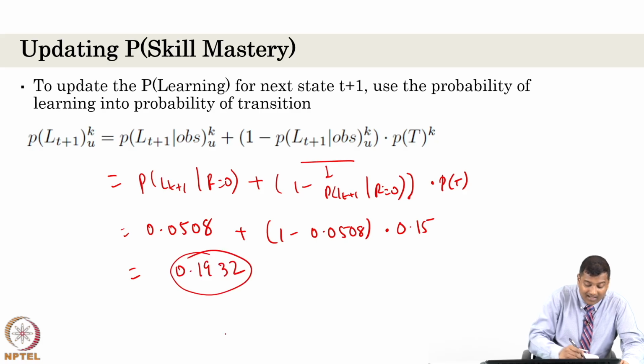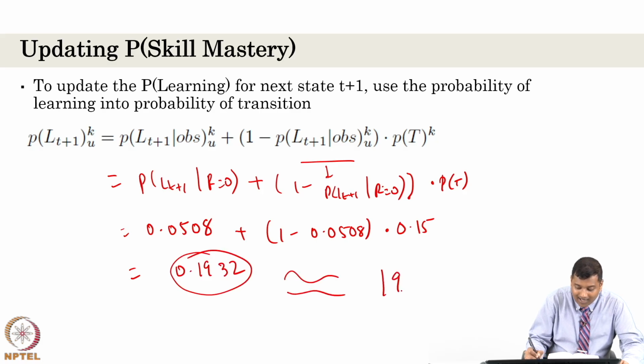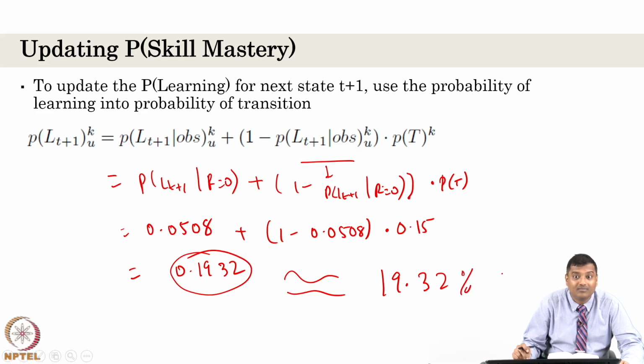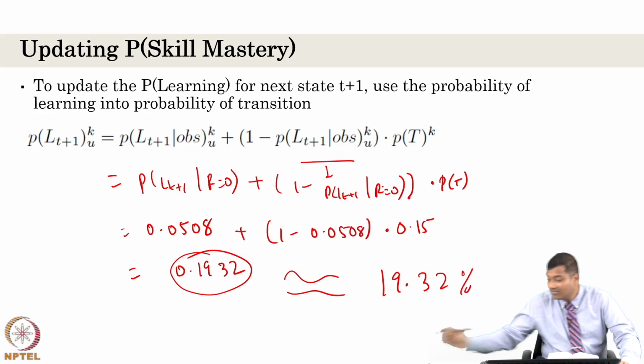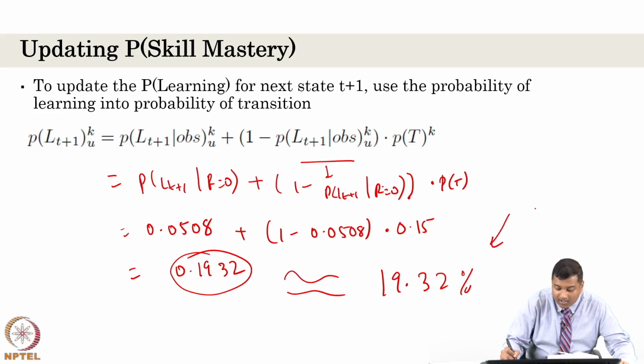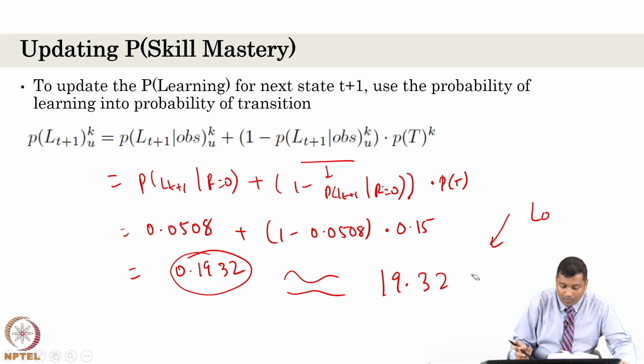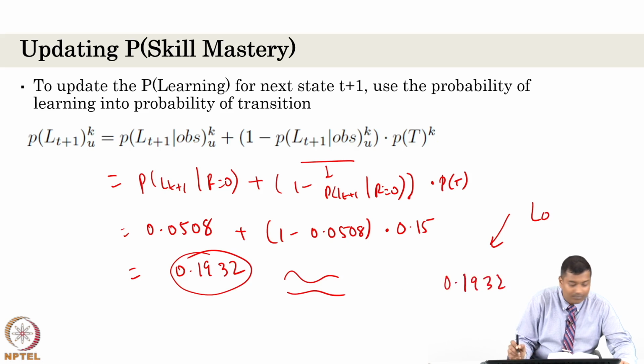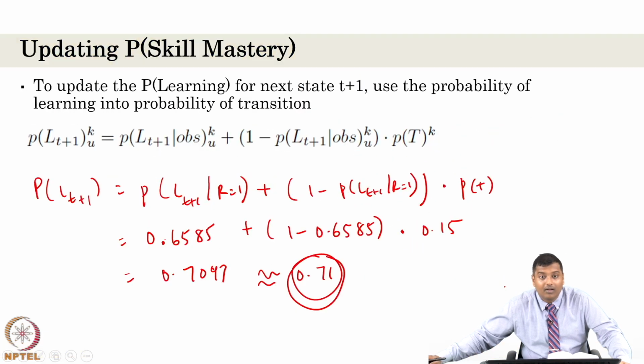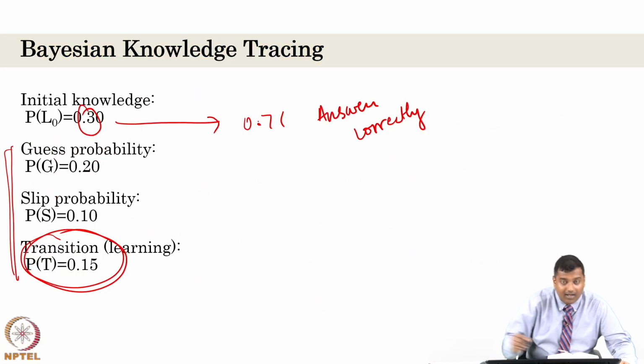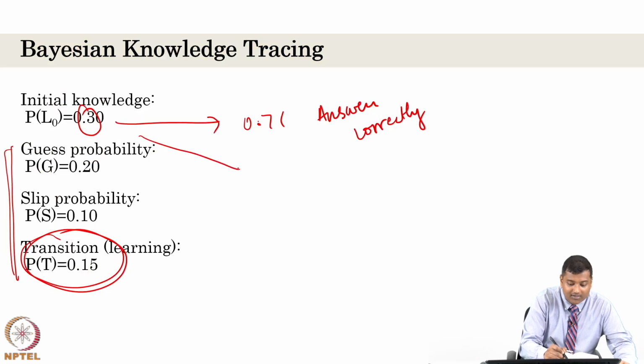This is interesting. So you only have a 19.32% chance of getting the next question correctly. So next time your initial learning mastery score is going to be 0.1932. So if you get an answer correct, it goes to 0.71. If you get the answer wrong, it goes to 0.1932.